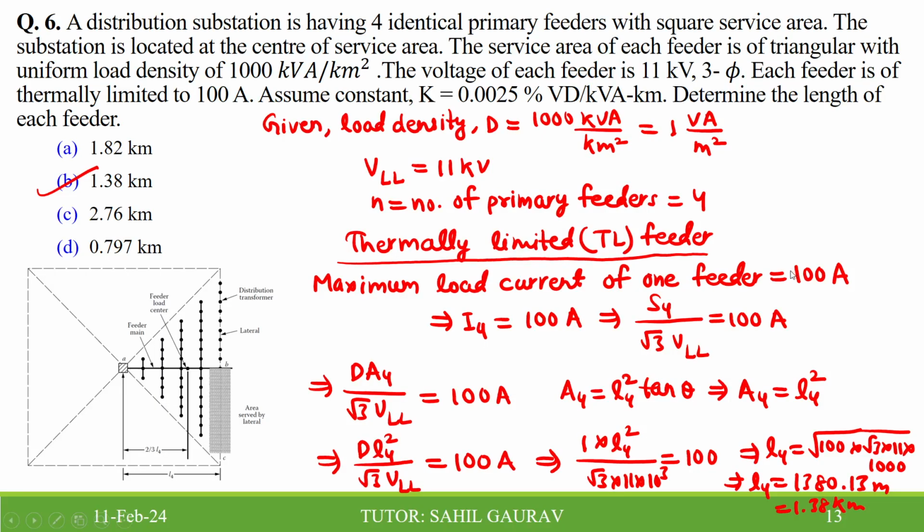Yeah, sure. So I just write kVA into VA. So it will be 1000 VA, and each kilometer will be written as 1000 meter by 1000 meter. So it will be 1 VA per meter square, right? Okay.